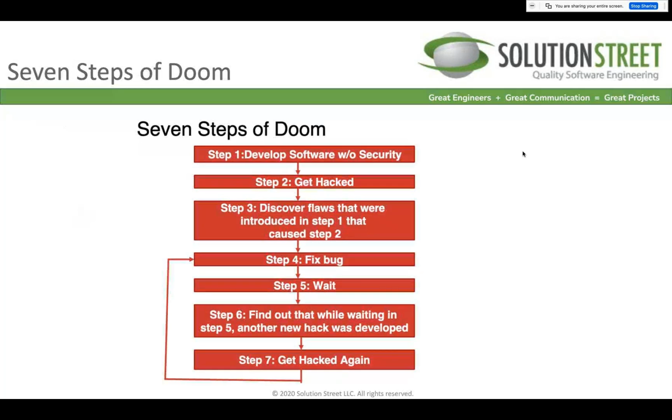All right, so let's talk about process. So we've probably all been on a project like this. We call this the 7 steps of doom. You build your software without security, get hacked, you fix those, you wait, you find out you got hacked again, you fix those, you wait, you find out you get hacked again. So we don't want to do this, right?